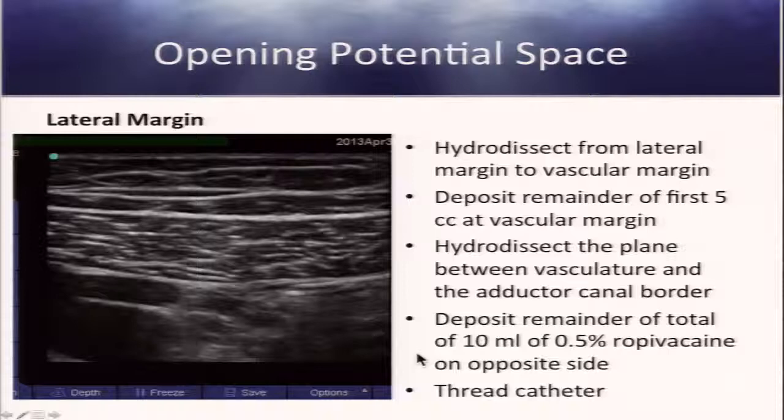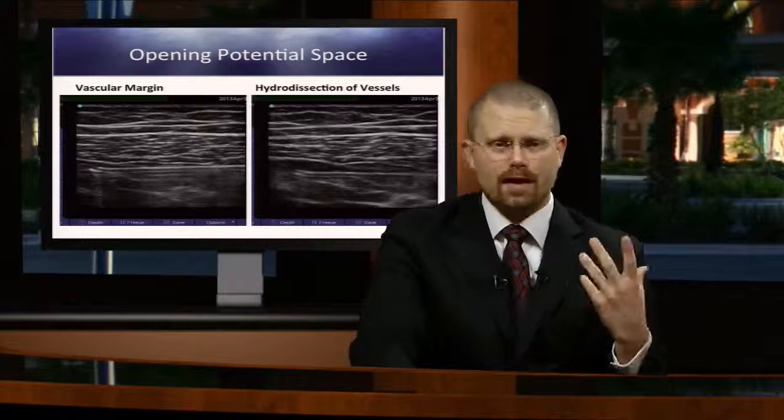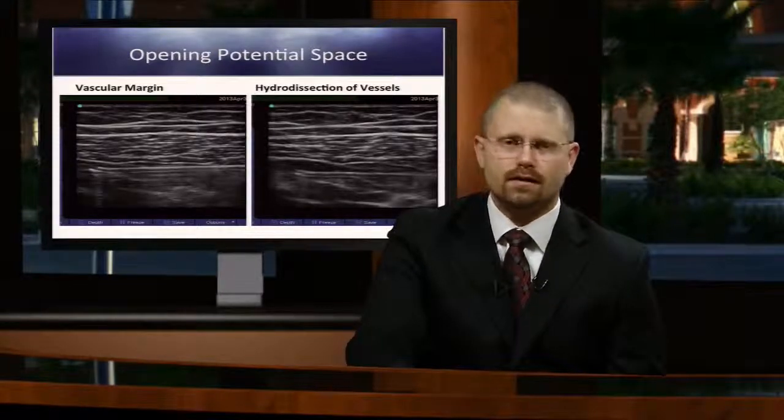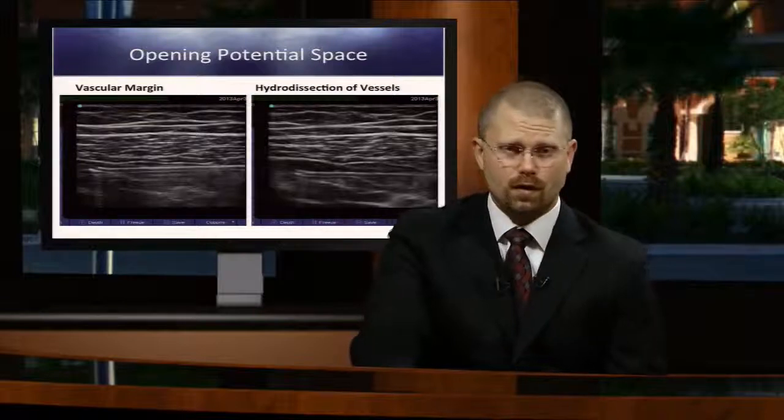And hydrodissect the plane between the vasculature and the fascial plane, separating the sartorius and the vasculature in the adductor canal. Then deposit the remainder of a total of 10 cc's of 0.5% ropivacaine on the opposite side and thread your catheter. Don't use more than 10 cc's. Again, you'll track back up the adductor canal, and you're more likely to get no quad sparing whatsoever, and then they won't be able to lift their quad and they won't be able to go home.